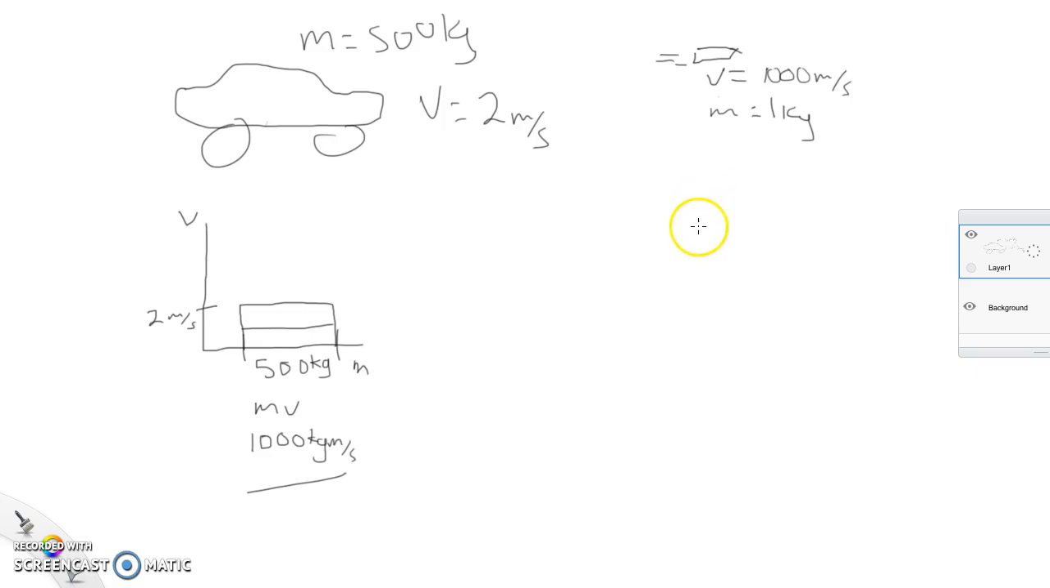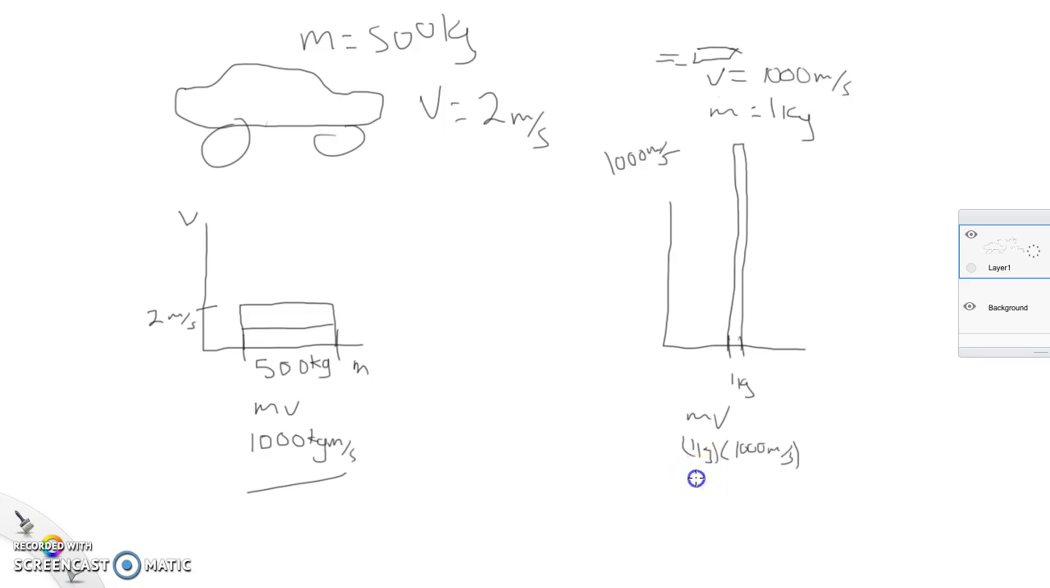Okay, meanwhile, with the bullet, we can find momentum too using our chart. The bullet has a mass of 1 kilogram, so much narrower. But it's going to be very, very tall because it has a velocity of 1,000. Okay, and 1 times 1,000, m times v, is going to give us again 1,000 kilogram meters per second. So both the bullet and the car in this case would have the same momentum.